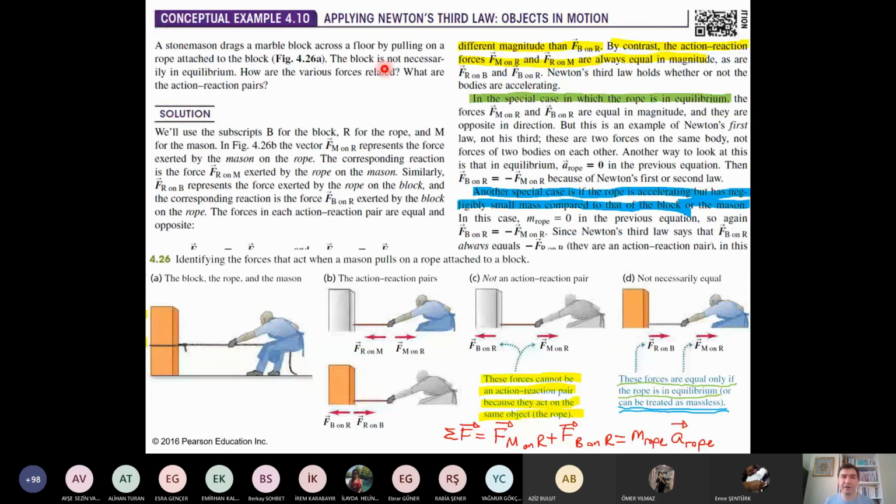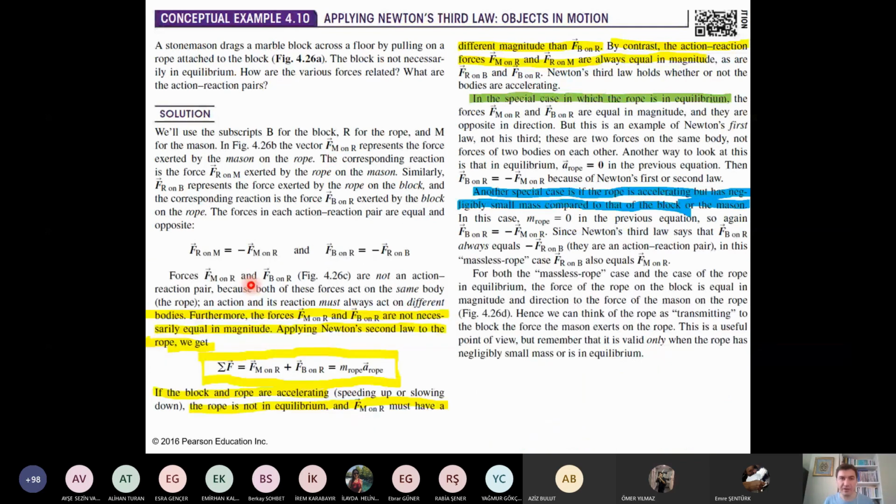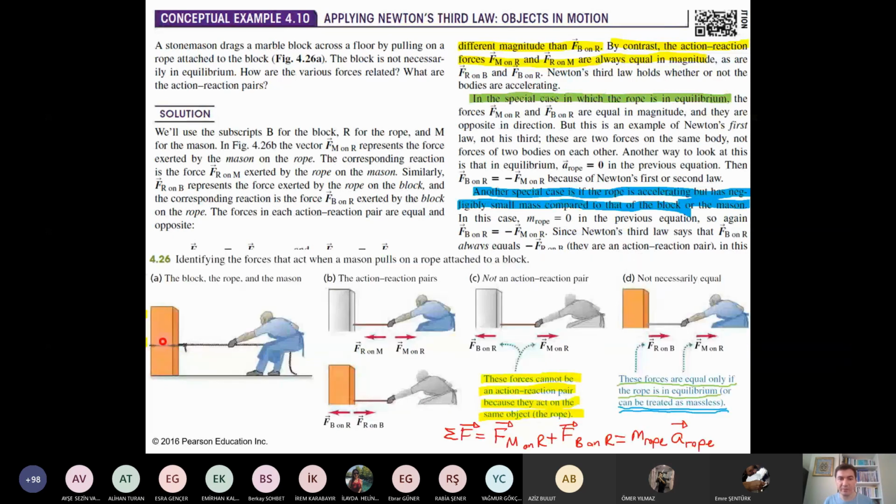How are the various forces related? What are the action-reaction pairs? You must be very careful here. Let me start with this one. We have rope here, we have marble here, and we have stonemason here. And you must be very careful in this type of question whether the rope has mass or not. Okay, this is very important. Now, here I will discuss two conditions. So let's discuss the action-reaction pairs.